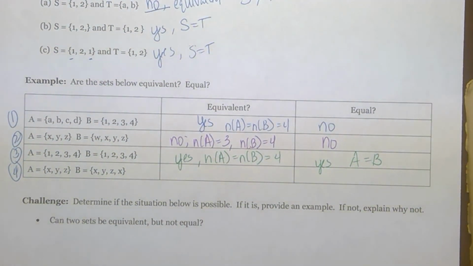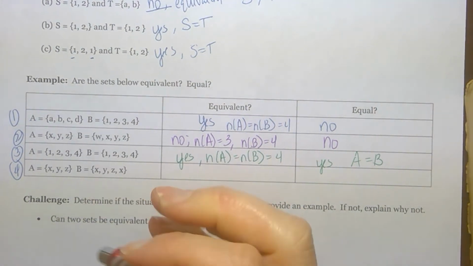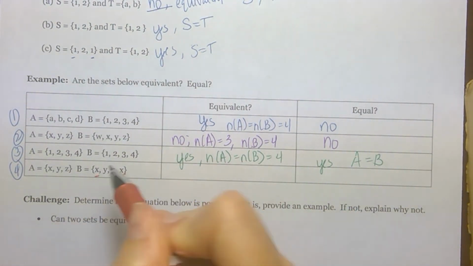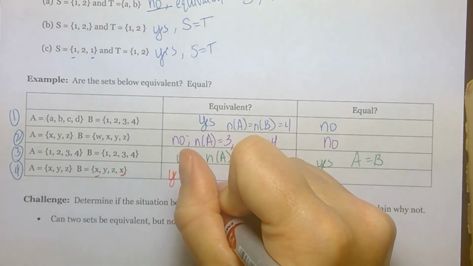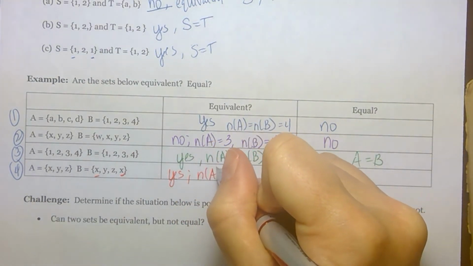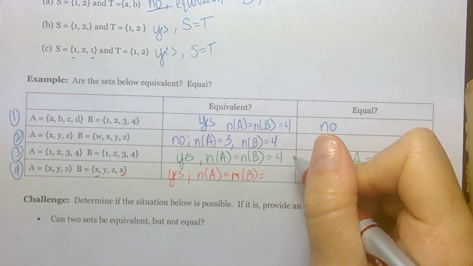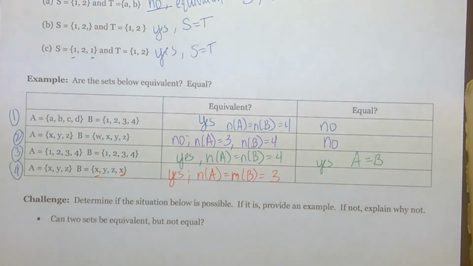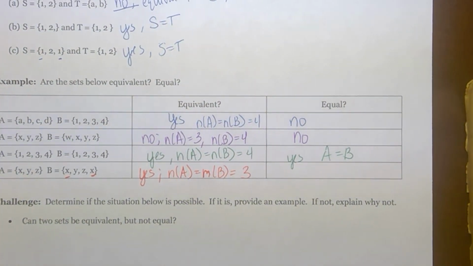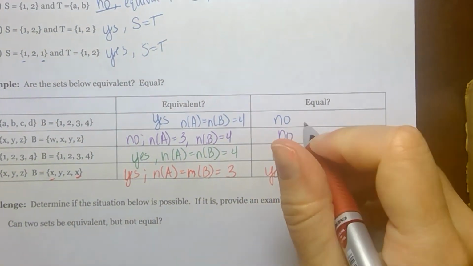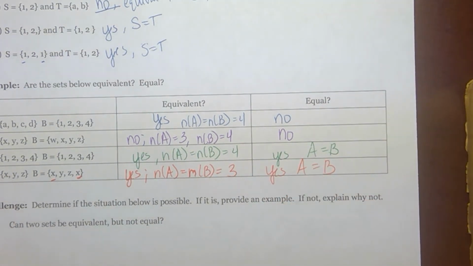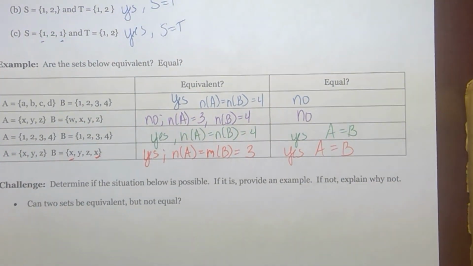And finally, number 4, are these two equivalent? Look closely. They are, because they each have 3 distinct elements. The cardinal number of A and the cardinal number of B is each 3 because B only has 3 distinct elements. Because of that, and because they are the same elements, A does equal B here.